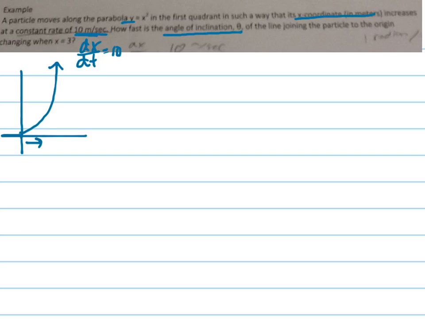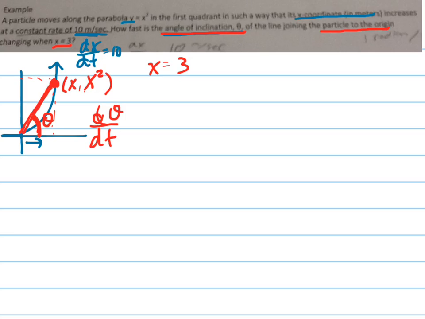So let me draw this picture. Right there is the line that we're talking about. And this point up here is, of course, x, comma, y. And y, in fact, is x squared. So let's write x, comma, x squared. This right here, the angle of inclination of the line joining the particle to the origin, is the angle that we're talking about. That's theta. So they wanted to find d theta/dt. How is theta, the angle, changing with respect to time when x equals 3? So let's just think through this. Well, when x equals 3, y equals 9. And we can use that.